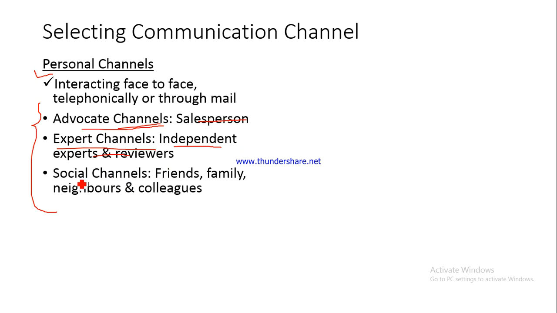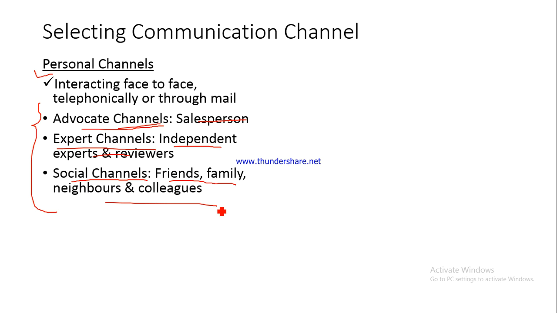Then we have got the social channels also. Now who are the entities involved in these social channels? They could be your friends, family, neighbors and colleagues, and they are ones who have already used your product, and now they are advocating, they are promoting this particular product. They're spreading good word of mouth about your product because they themselves are satisfied with your product. They are spreading good word of mouth among their own friends or among their family members, among their neighbors.